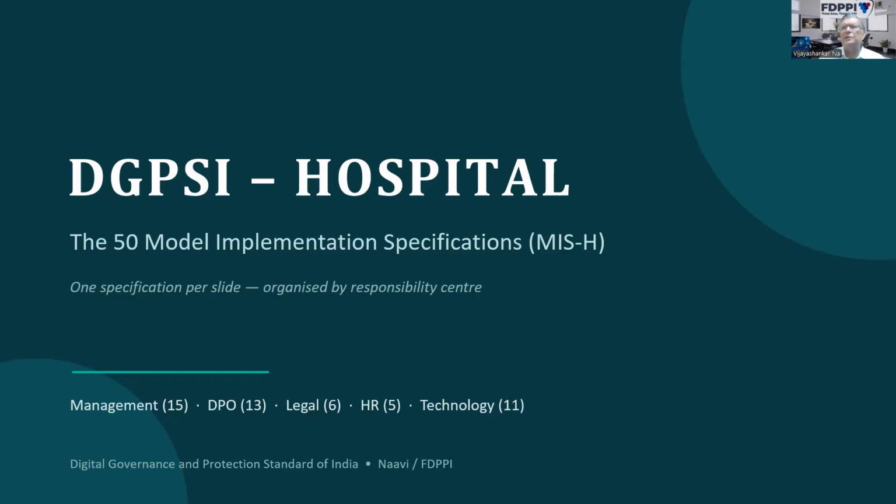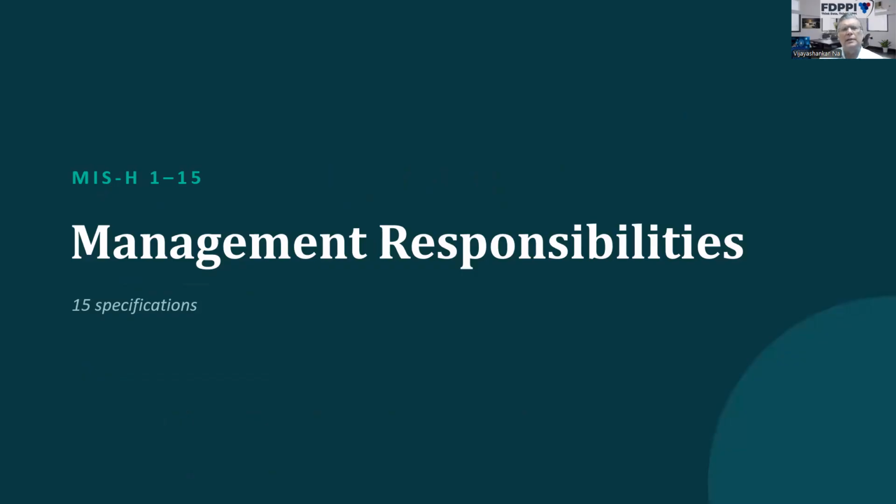So DGPSI Hospital could be considered as a combination of the patient data management, the hospital employees data management, and any other public data which lands in the hands of the hospital. Now, this model implementation specification has 50 items: 15 under the management responsibilities, 13 under DPO, 6 under legal, 5 under HR, and 11 under technology. Let us now look at the management responsibilities, the 15 specifications.